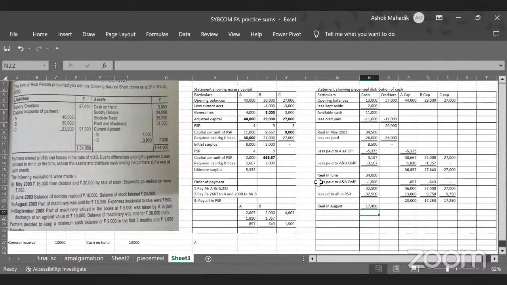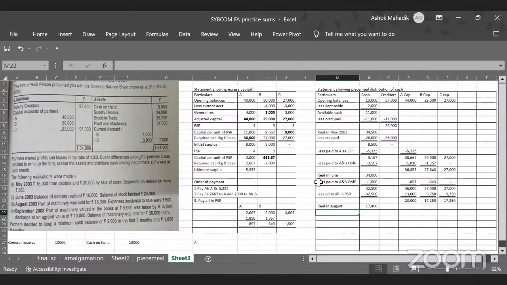Okay. So if you read that line, see the last line. Partners decided to keep a minimum cash balance of 2,000 in the first 3 months and 1,000 thereafter. So this is the fourth or fifth month after the realization started. So we need not maintain that 2,000 balance aside. So we can release 1,000 out of that. We had kept aside 2,000. Now they say 1,000 is sufficient. So that balance 1,000 we can utilize here.